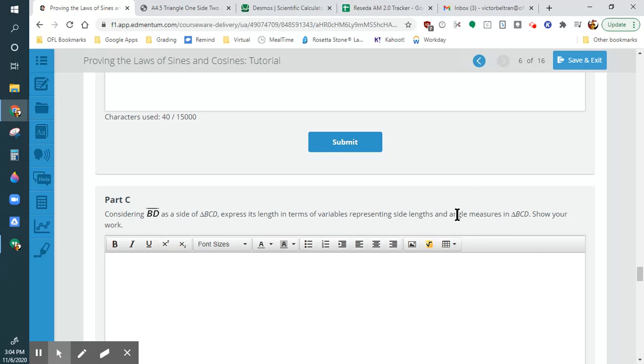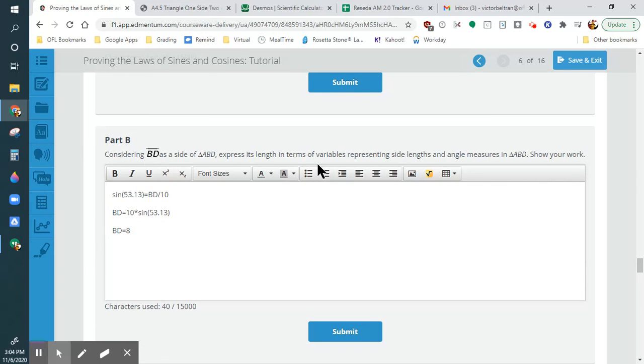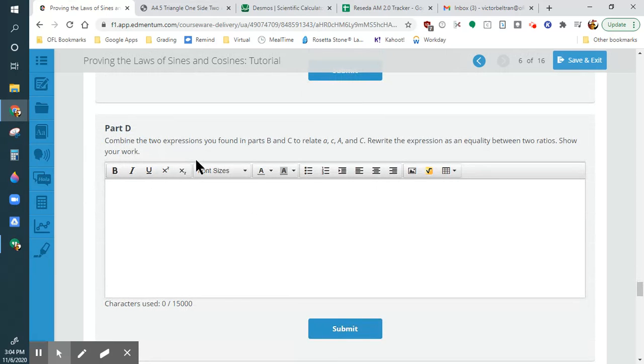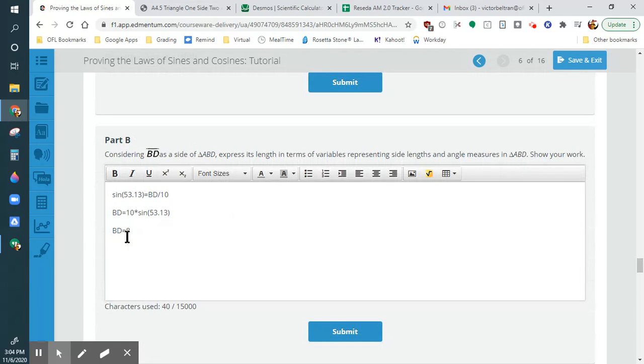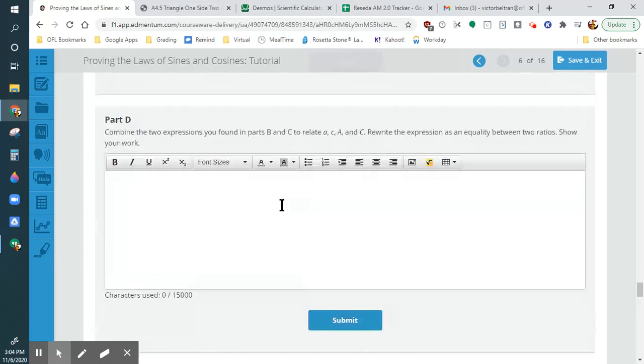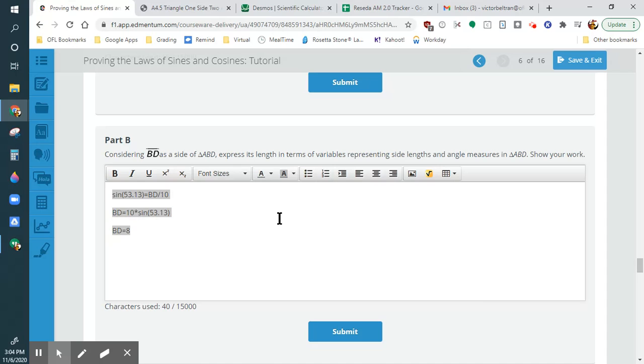Considering BD, representing side lengths using angles. Show your work. I don't even know what they want us to do there. Or I do know what they're wanting us to do, but hold on. Considering BD as representing side lengths and angle measures. Combine parts B and C. Okay, here we go. So I'm going to show my work here. They are really slow rolling this to a snail's pace.